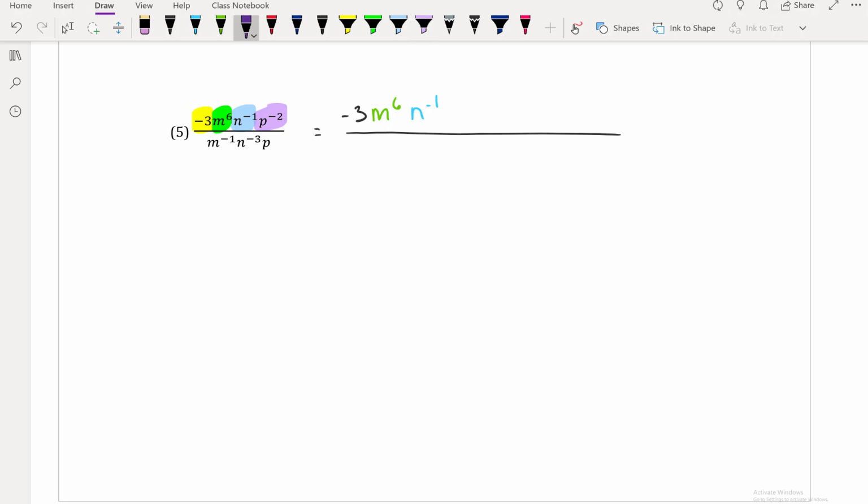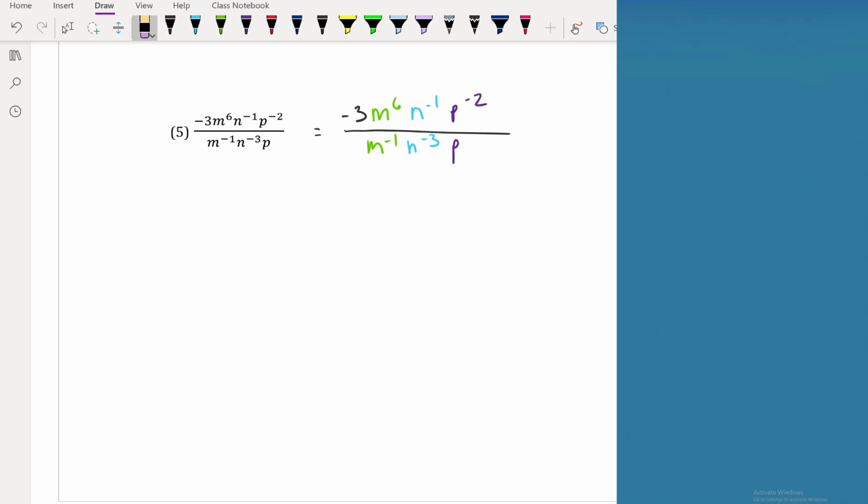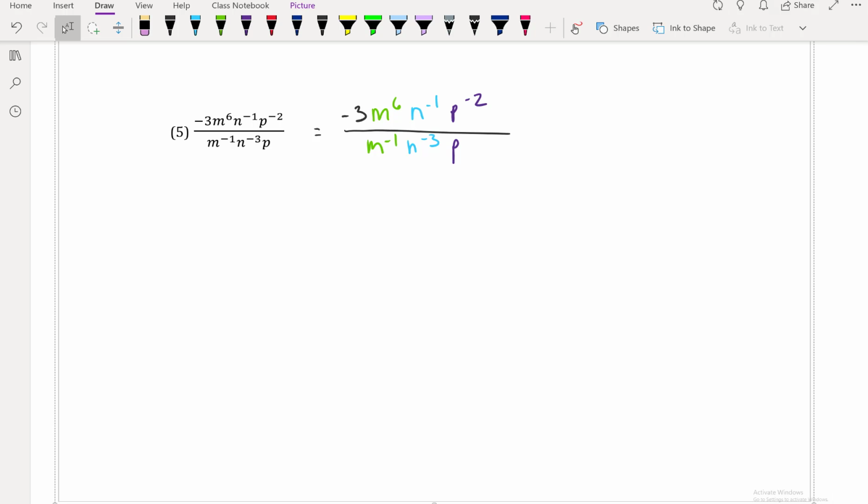And I have my p to the negative 2. Maybe I can make that a little bit smaller. So, I'm going to continue with my m. This is an m to the negative 1. And I have my n to the negative 3. And I have my p power. Okay. So all I did was just color code it. So I have my m's in green, my n's in blue, and my p's in purple.